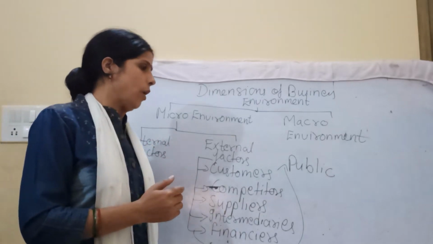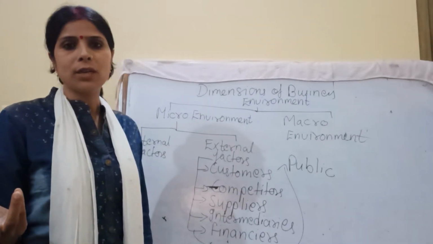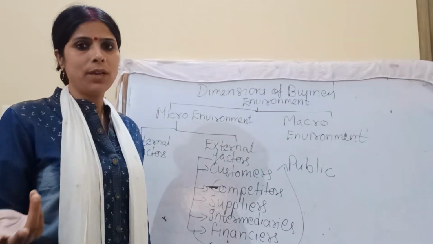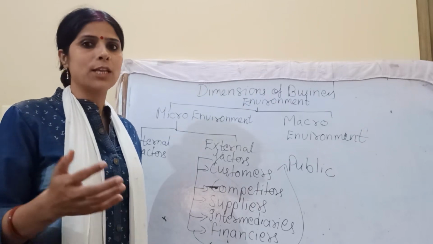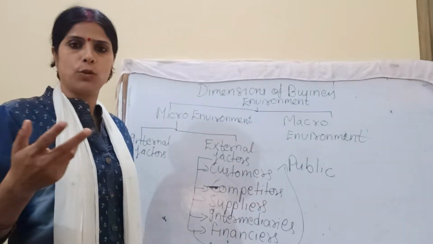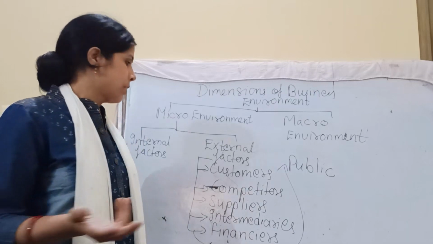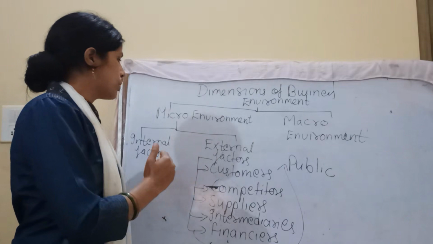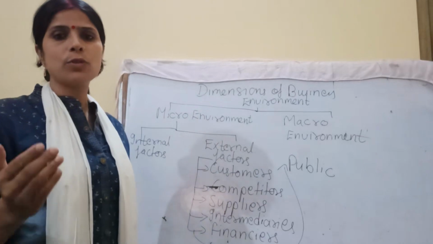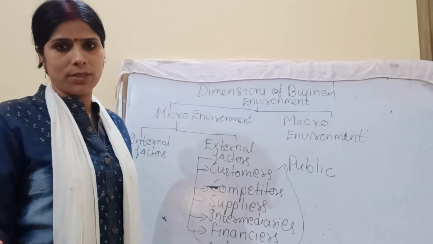If you take an example of the paper industry or paper company, who all can be the customers of the paper company? They can be students, teachers, educational institutions. So there are different types of customers. They can be individuals, groups, or institutions. This is one of the most important factors of the micro business environment, and it is taken as an external factor because it prevails outside the business.